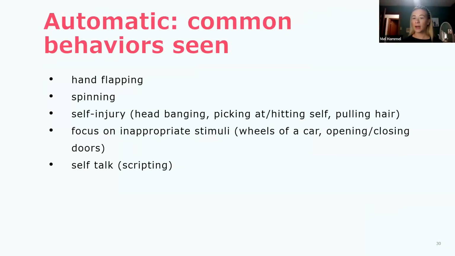Sometimes, in my experience, I've had kids who like to line up things on the floor and watch the wheels turn. Or they look to the side and flip their hand like this and like the movement of their fingers in the corner of their eye. Self-talk can be another one. So scripting, if they are repeating lines of a movie or a show that they like. I used to work with a client who would constantly repeat the same couple of sentences from a couple of shows that they like to watch. That can serve as an automatic function as well.